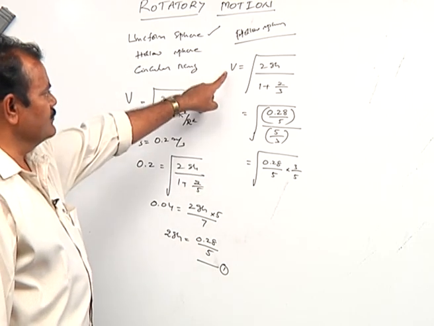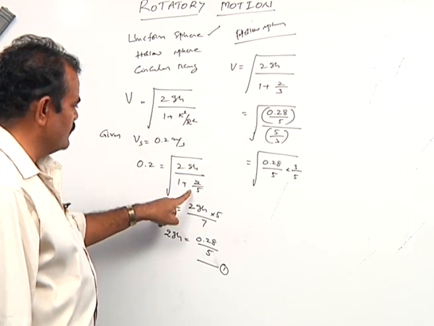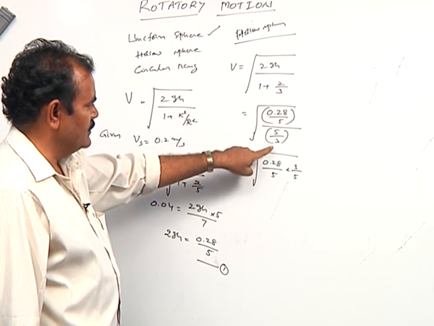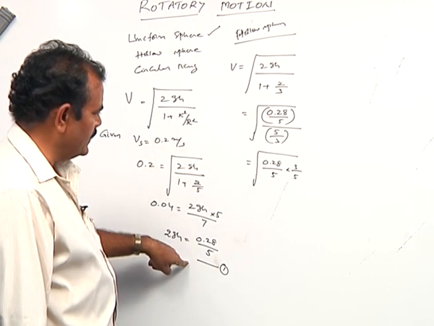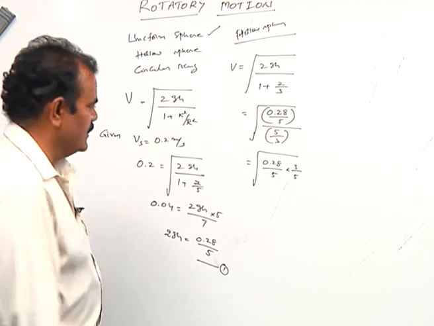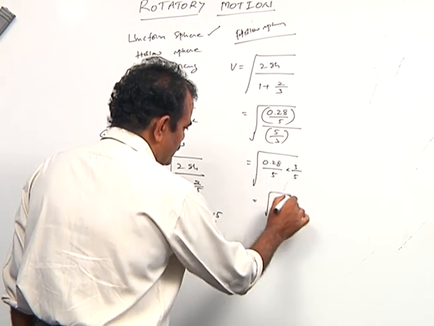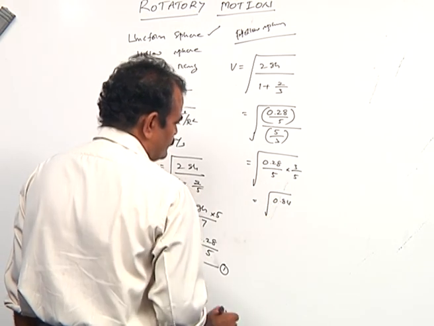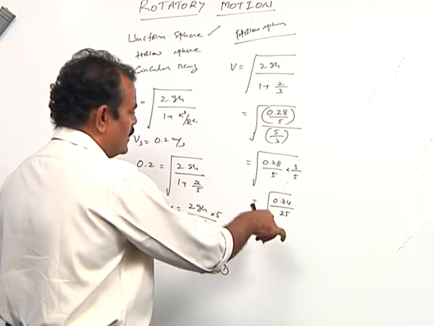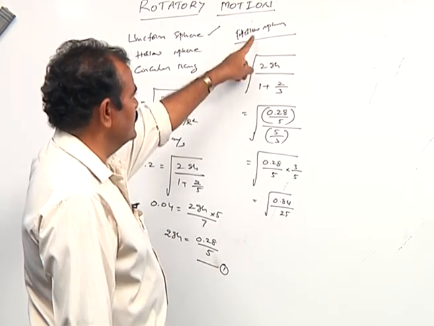Once again I tell you, for the hollow sphere, V is equal to square root of 2gh by 1 plus k square by r square. k square by r square is 2 by 3, so 1 plus 2 by 3 is 5 by 3. We already got 0.28 by 5, and we have to apply it, so this becomes 3 by 5. After solving, 0.28 into 3 becomes 0.84 over 25. Then after solving you are going to get the required answer. So that answer comes for the hollow sphere.